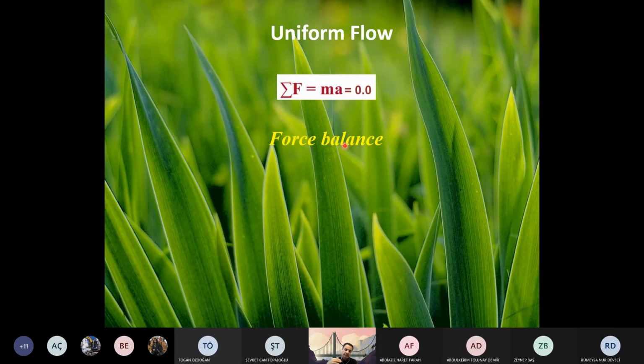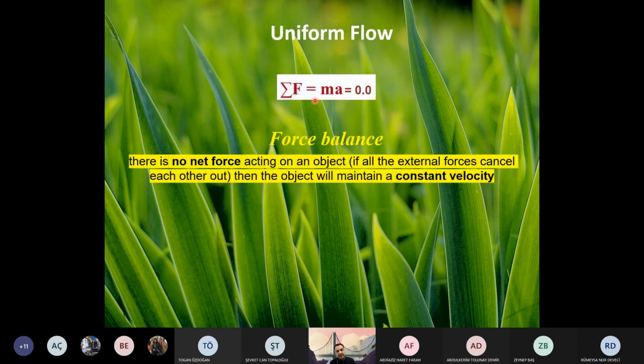You know, so there are some forces that compel the water to move downward. There are some forces that resist against motion, okay? When the net force equals 0, it is called force balance, and this is why a is 0.